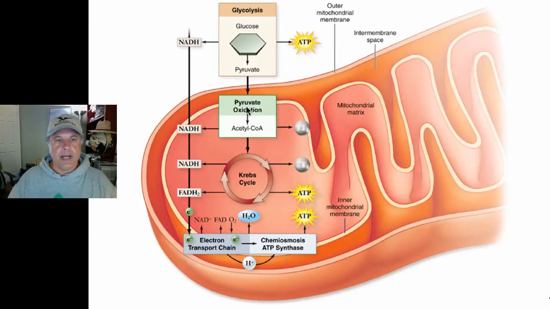But pyruvate oxidation, the Krebs cycle, and the electron transport chain involving chemiosmosis to produce ATP all occur in the mitochondrion. So we'll need to consider the inner membrane of the mitochondrion and the matrix of the mitochondrion where this takes place. But right now we're concerned with the cytosolic process of glycolysis.